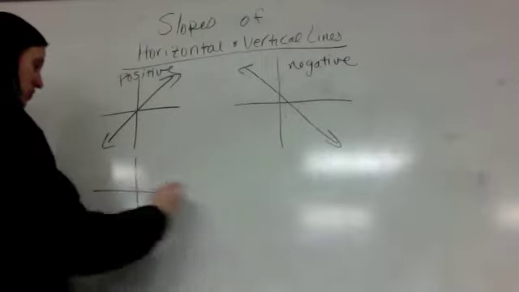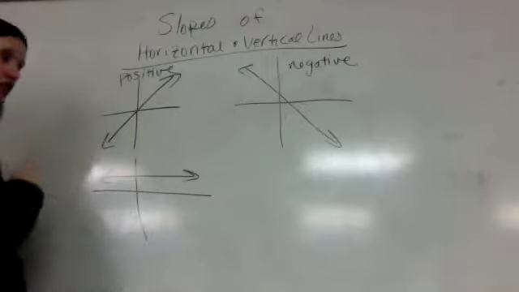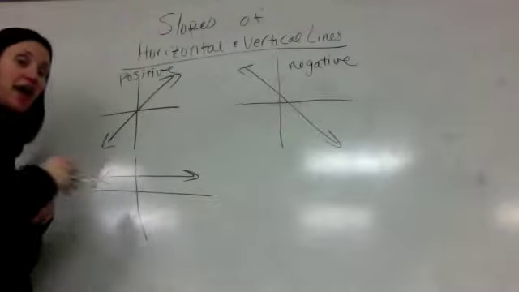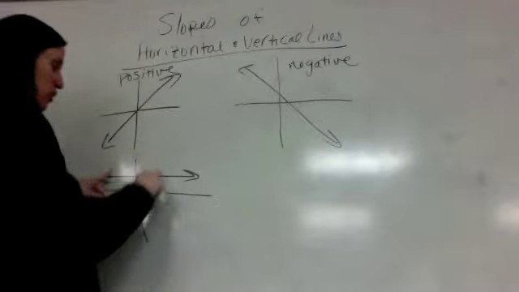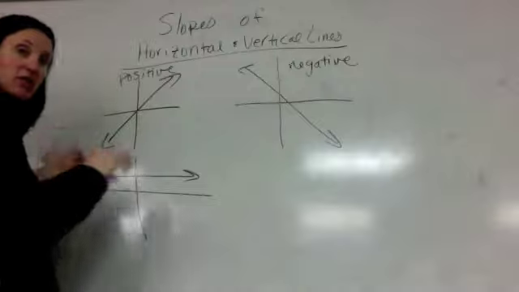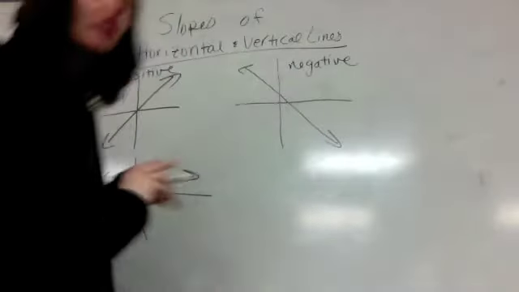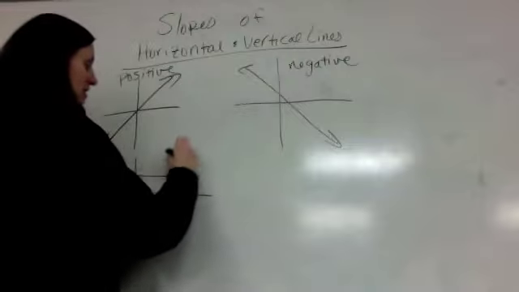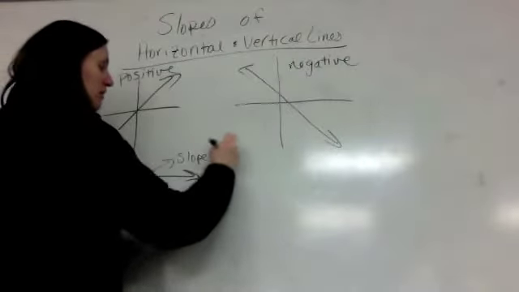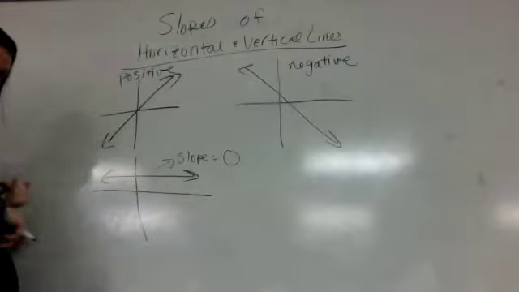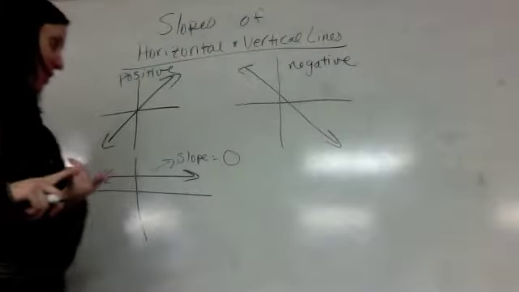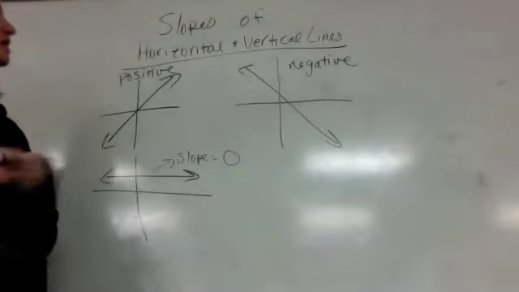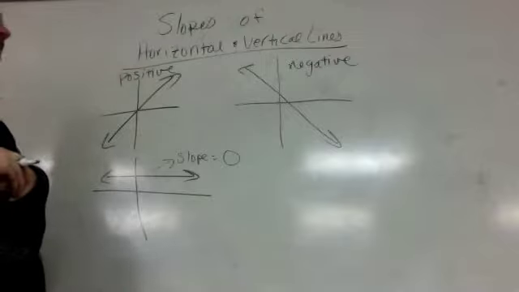If you have a horizontal line, no matter where the horizontal line is on your graph, remember that this means there is no change. We're neither increasing nor decreasing. This means that a horizontal line has a slope of 0. And we've talked about that with rate of change, and we talked about it with slope in a couple videos ago. So a horizontal line will always have a slope of 0.